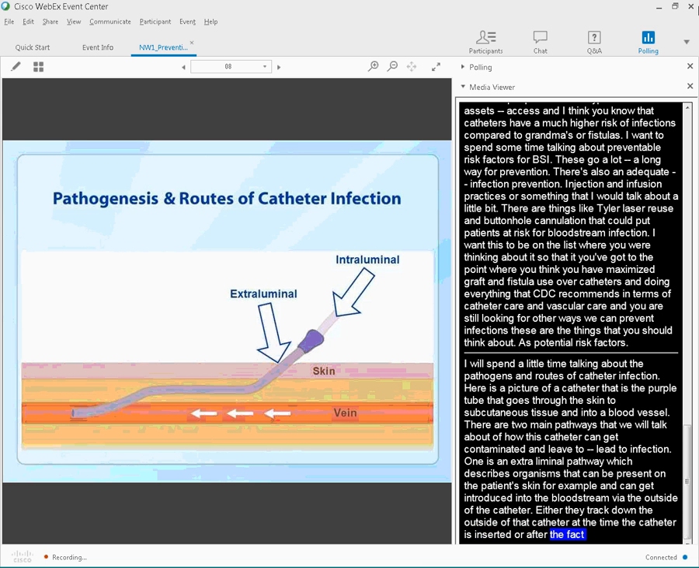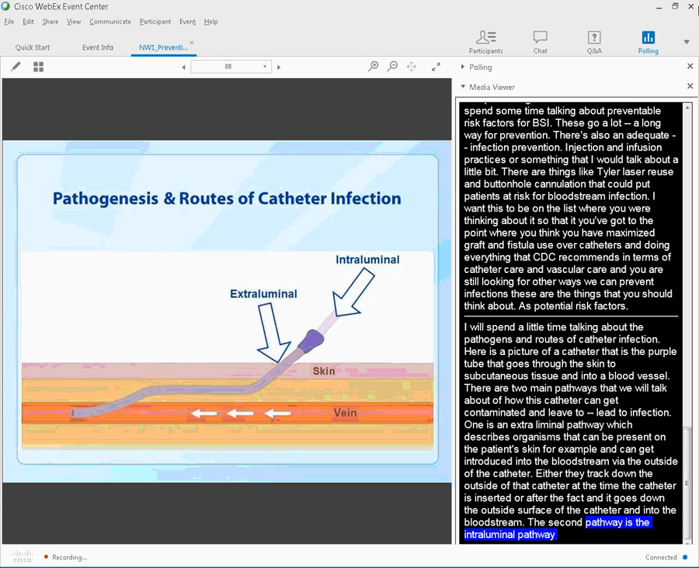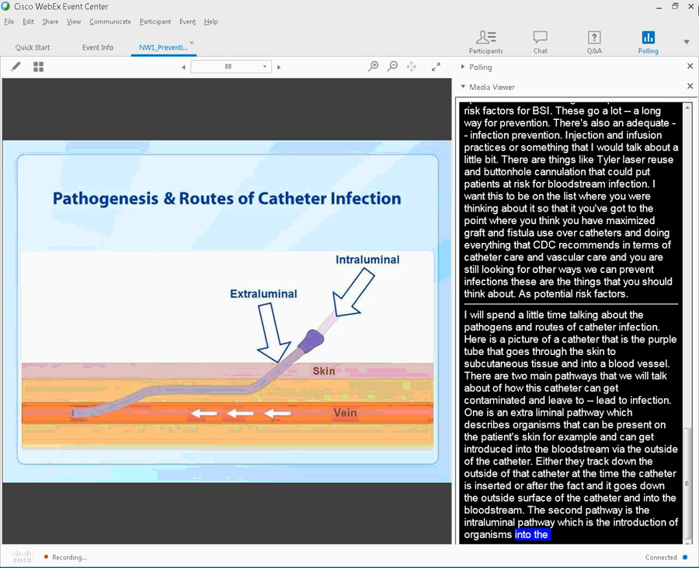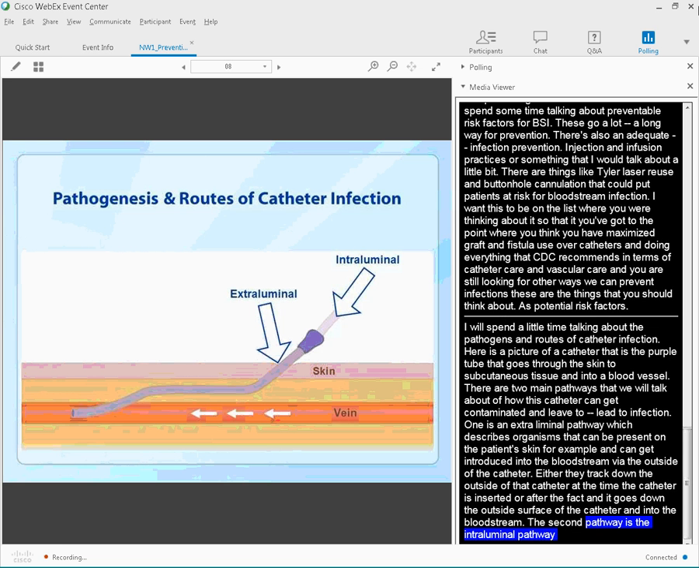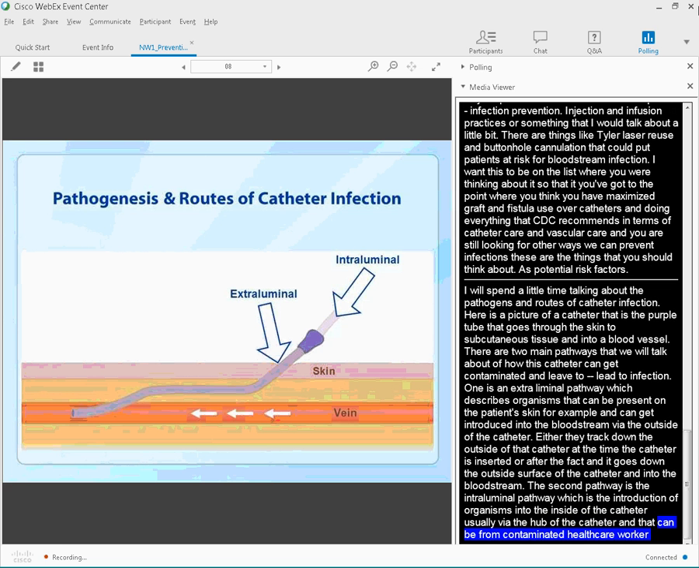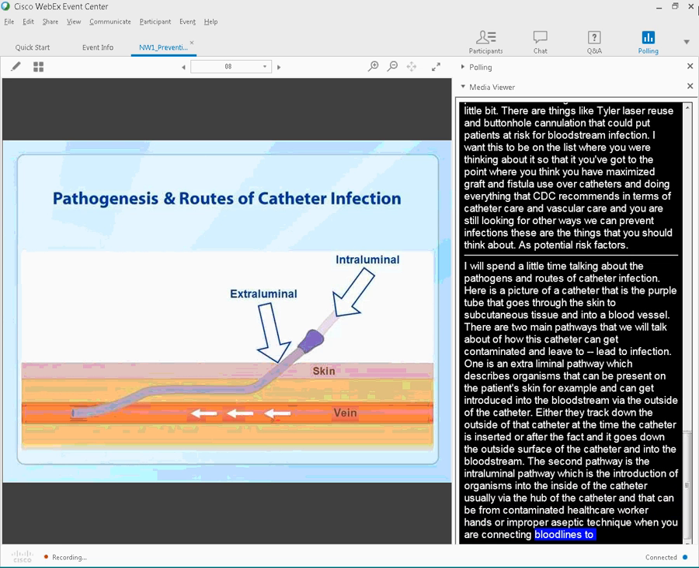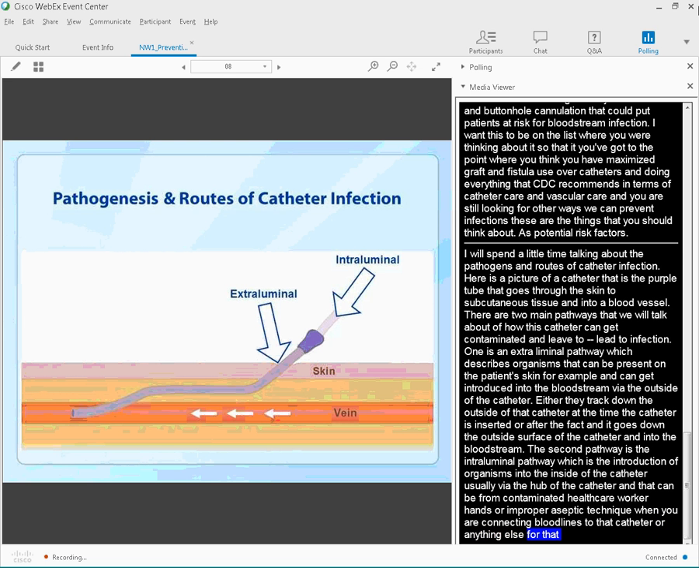And then the second pathway is the intraluminal pathway, which is the introduction of organisms into the inside of the catheter, usually via the hub of that catheter, and that can be from contaminated healthcare worker hands or through improper aseptic technique used when you're connecting blood lines, let's say, to that catheter, or anything else for that matter, a syringe, dirty gloves, anything that comes into contact with the hub of that catheter and then introduces organisms into the inside of that catheter.